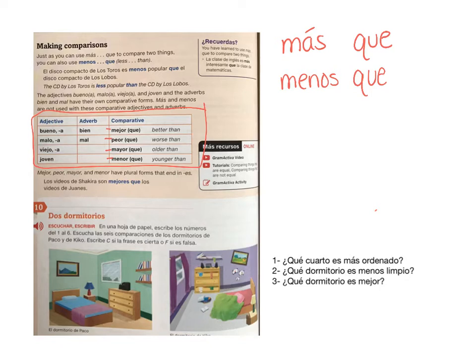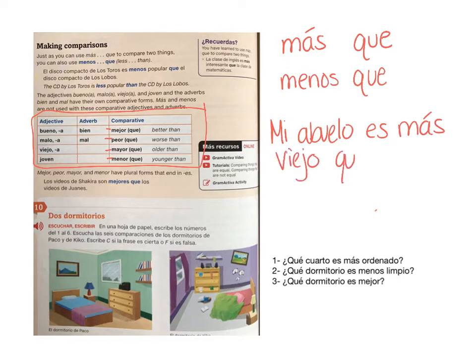With viejo and joven, old and young, the words change completely to mayor que and menor que. So, for example, if I said mi abuelo es más viejo que yo, my grandfather is older than I, this would really be incorrect. The correct way to say that would be es mayor que yo, is older than I.